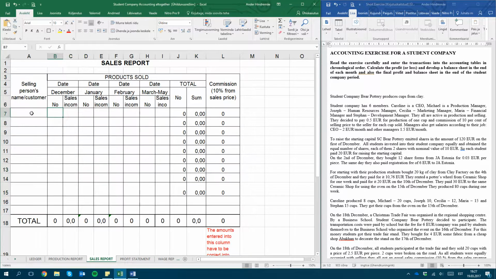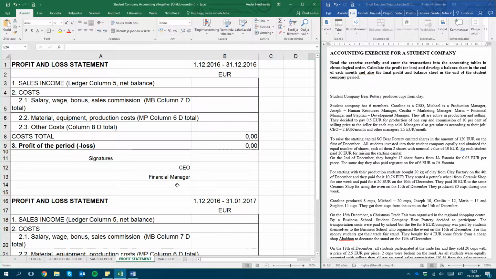Moving on with the sales report. Here we're going to fill in the sales, who made the sale or where the money came from, as well as when it was recorded with the income. Everything else, the commission stuff, I'm going to talk about a bit later on. The profit statement is also a really important table for a company, because it will tell us whether we earned a profit during a certain period of time, or whether the company made a loss.